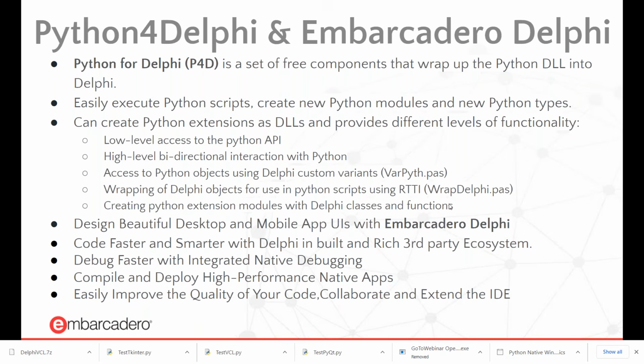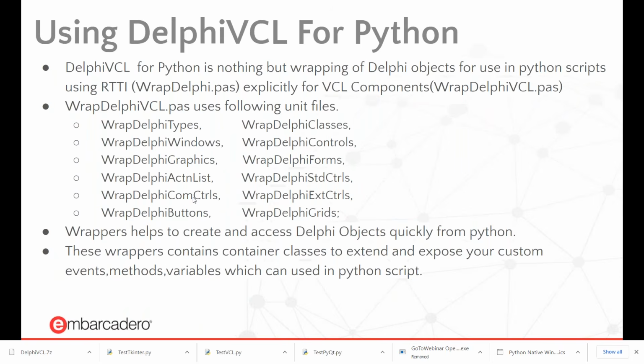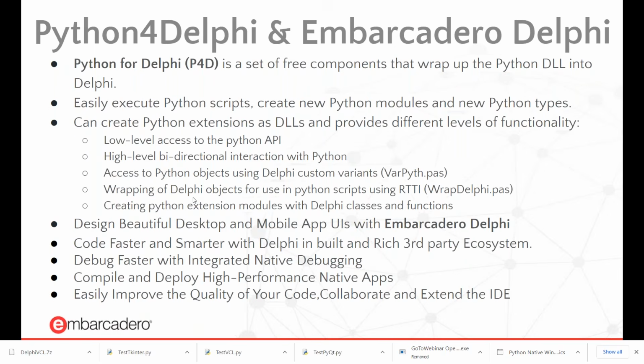So these are some of the key functionalities. It will access the low-level Python API. It can have bi-directional interaction between Python and Delphi. And access to Python objects using Delphi custom variants. So these are some of the key features of Python for Delphi.